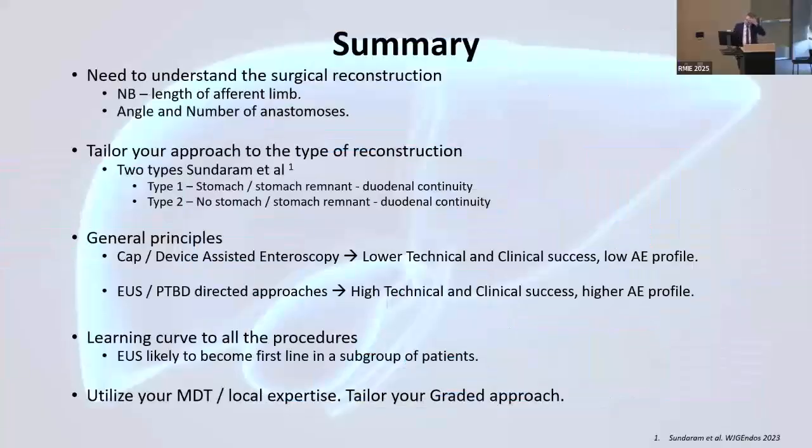So just to summarize the graded approach, I think it's important to understand the surgical reconstruction, specifically the length of the afferent limb. We know that if the afferent limb is more than 150 centimeters, your technical success rate drops well below 20%. The angle and the number of anastomoses also make a difference. Tailor your approach to the type of reconstruction, and I've simplified it into two types, type 1 and type 2, depending on whether or not you've got gastroduodenal continuity.